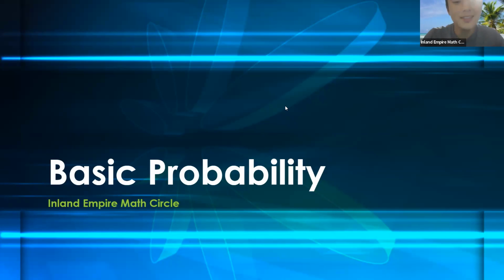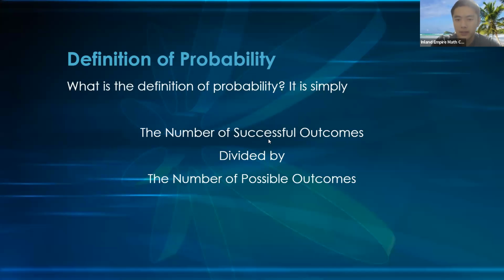All right, Zoom user. Well, so today we're going to talk about basic probability. So what is probability? Probability is simply the chance that something happens, very intuitive. And if you want to talk about it in terms of mathematics, it is simply the number of successful outcomes divided by the number of possible outcomes. So in other words, it is simply the number of desired outcomes divided by the number of total possible outcomes.